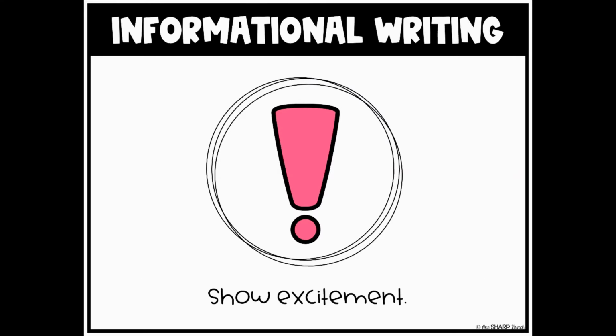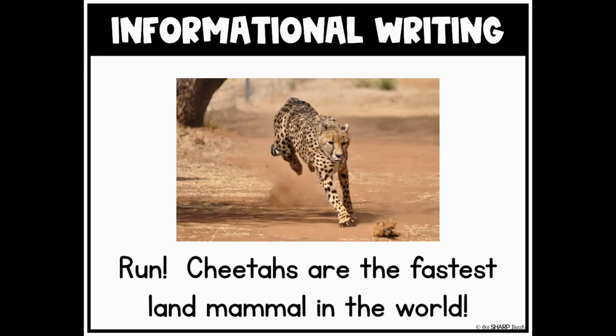Another way to hook the reader's attention is to show excitement with an exclamation. Here's an example. Run! Cheetahs are the fastest land mammal in the world. By saying the word run, I'm showing excitement, and I hook my readers in, and they want to keep reading to see what happens next.